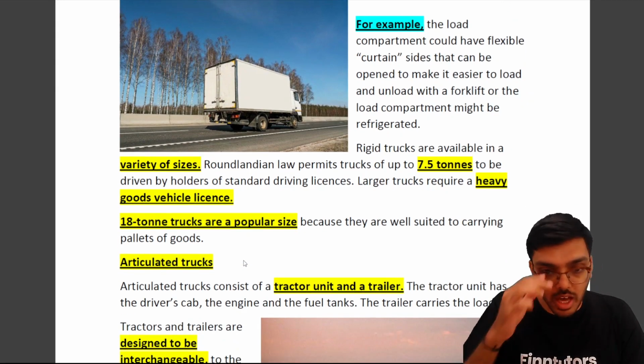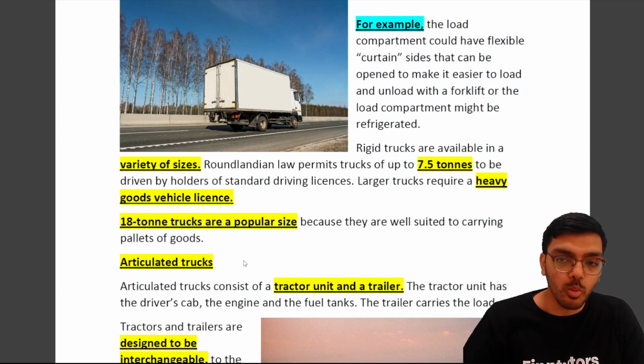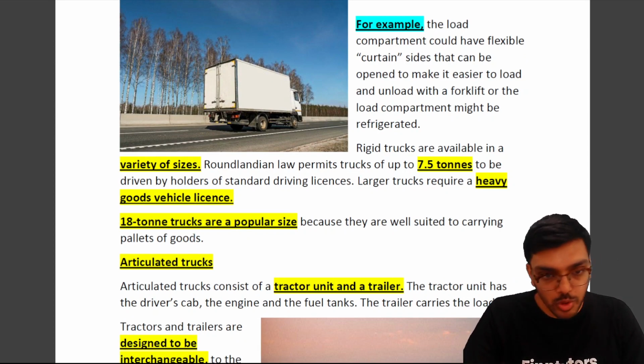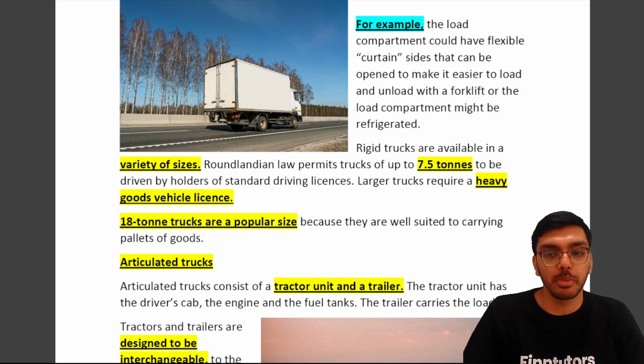18-ton trucks are a popular size because they are well suited to carrying pallets of goods. So up to 7.5 tons you don't need any specific license, but 18-ton trucks are the most popular ones.